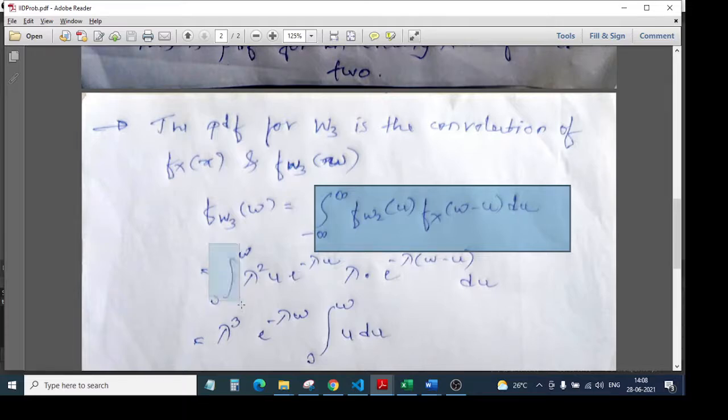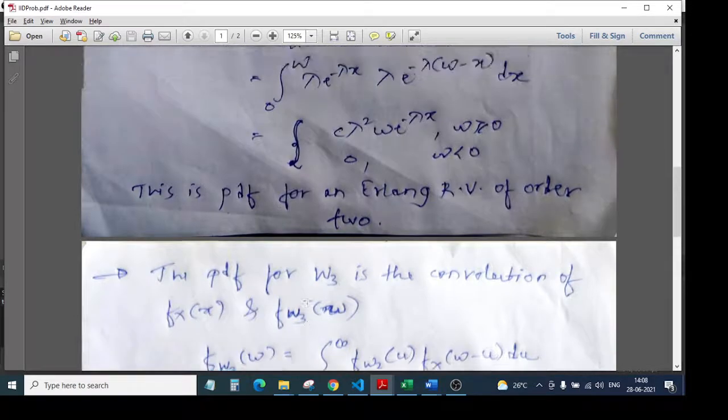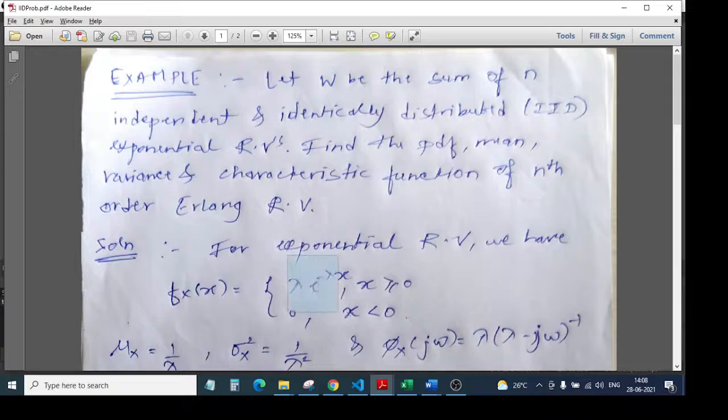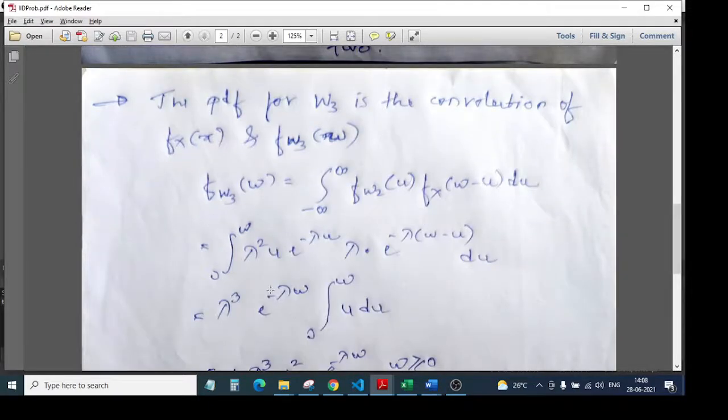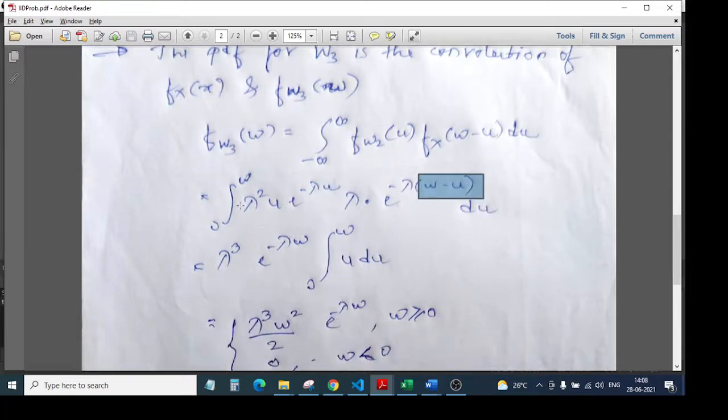Next. So this is nothing but 0 to w. Just use the PDFs which have been given already. See here, it has already been given here. So use the same PDF. It is nothing but lambda square into u e raised to minus lambda u. I have just replaced x with u. That's all. Similarly, here it is w minus u. So wherever you have u here, just replace it with w minus u.